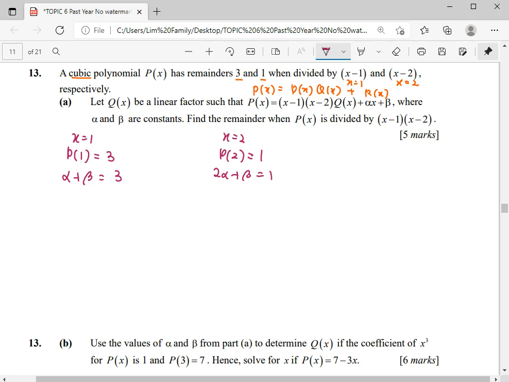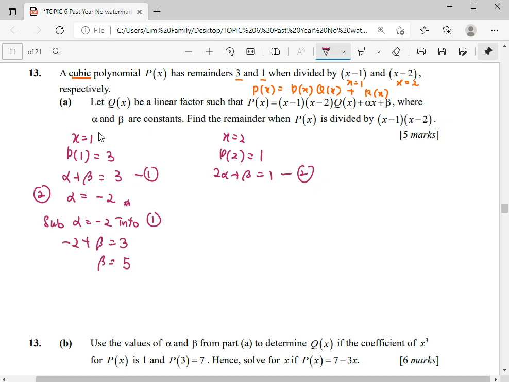We can do equation 2 minus equation 1. We can see the same beta here. So 2 minus 1 here, we get 1 alpha, where beta is eliminated, and then 1 minus 3 equals negative 2. So we get alpha equals negative 2. Substitute this alpha into equation 1. So beta will equal 5.